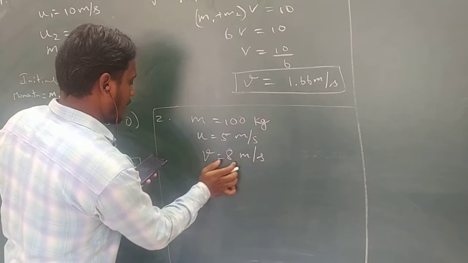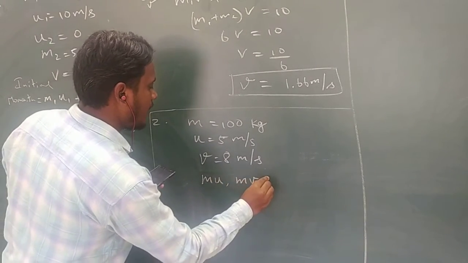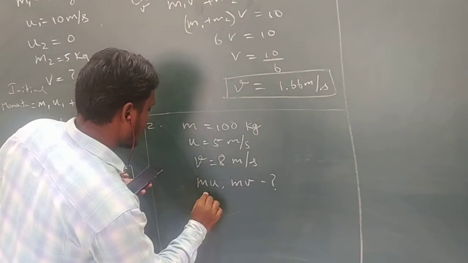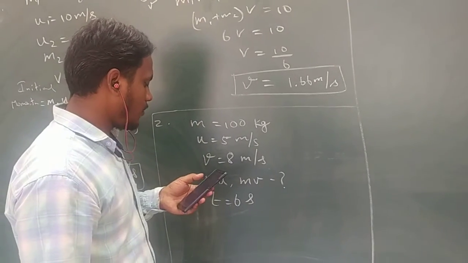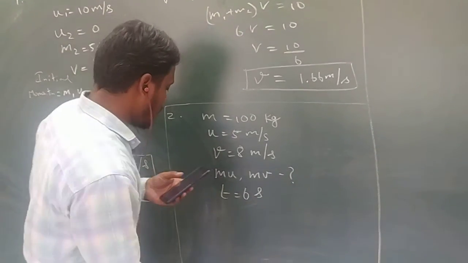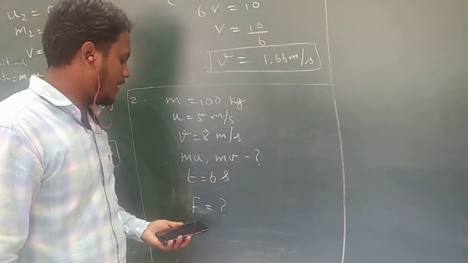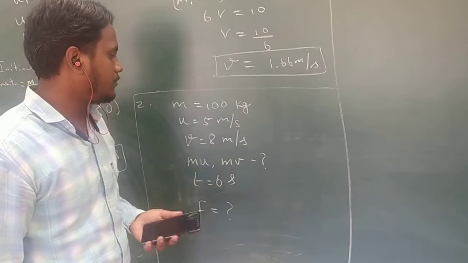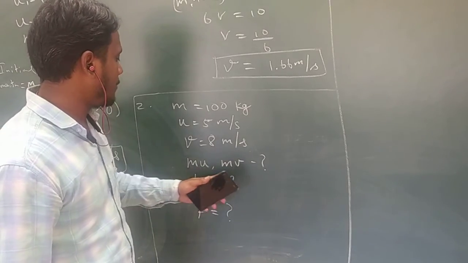Calculate the initial momentum and final momentum of the object. They have asked us mu and mv to be found. Time is 6 seconds. Also find the magnitude of the force exerted on the object. They have also asked us force. So to find force, what do we need? We need the formula force equal to ma. So we need acceleration here, right? So we'll find one by one, mu and mv.